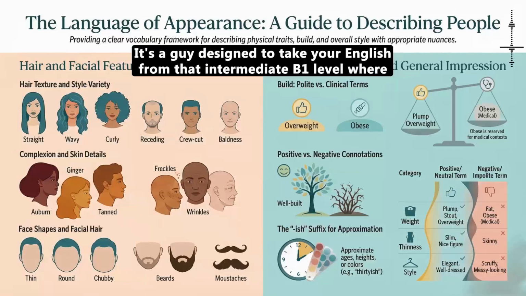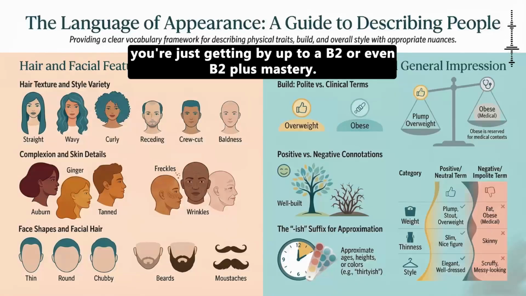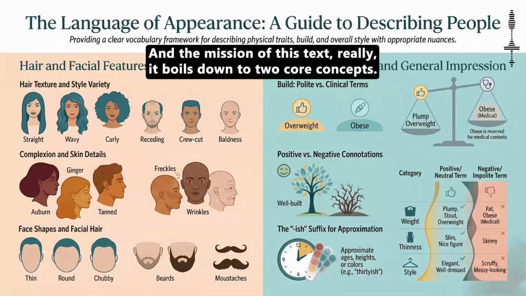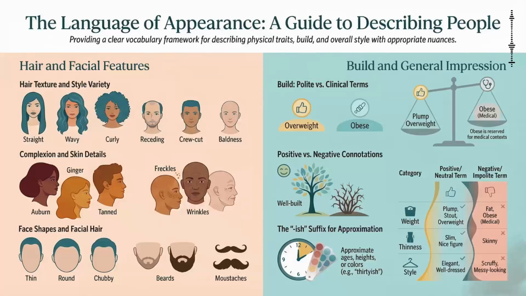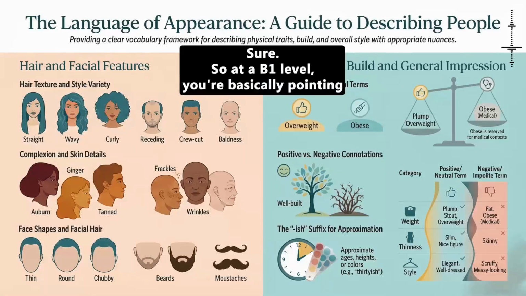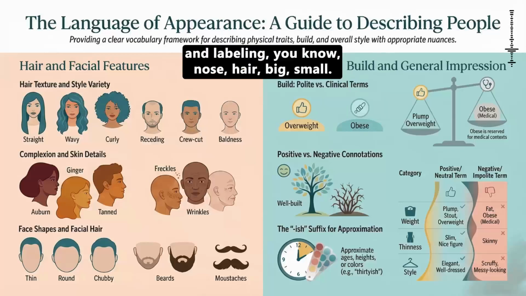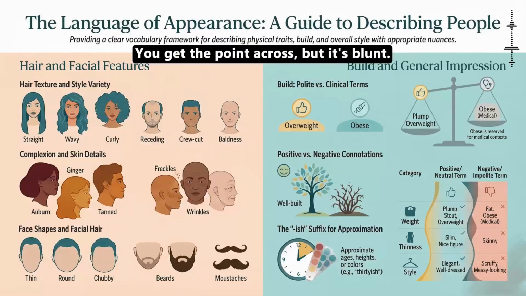It's a guide designed to take your English from that intermediate B1 level where you're just getting by up to a B2 or even B2 plus mastery. And the mission of this text, really, it boils down to two core concepts: precision and etiquette. Precision and etiquette. Okay, let's unpack that. Sure. So at a B1 level, you're basically pointing and labeling, nose, hair, big, small. You get the point across, but it's blunt.